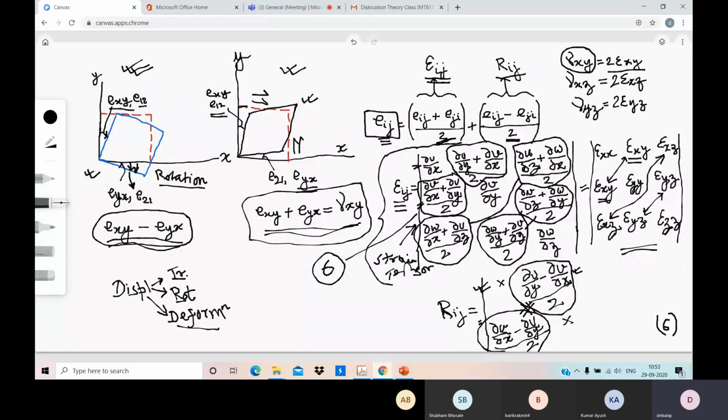Similarly, gamma xz equal to 2 into epsilon xz. Gamma yz equal to 2 into epsilon yz. So on the yz plane, what is the total angular change if you apply all kind of stress? That is represented by gamma yz or gamma xz, which is epsilon xy plus epsilon yx. So 2 into epsilon xy. So gamma term means you just need to remove the term 2 from the displacement term. So gamma xy, that means del u del y plus del v del x.